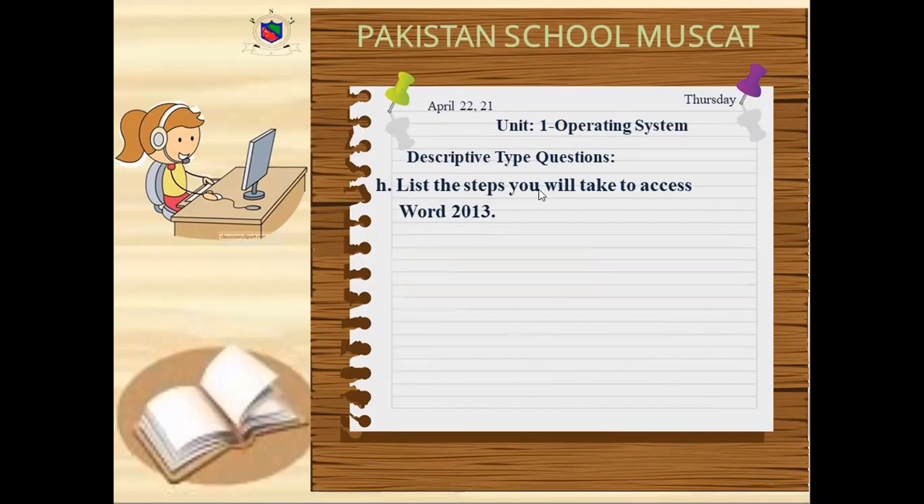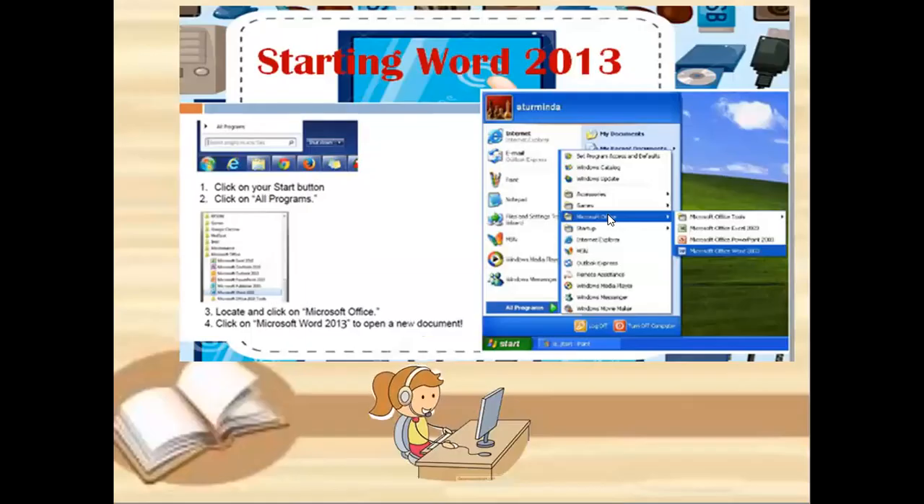List the steps you will take to access Word 2013. Here, access means to open. Now you need to write the steps for how you can open Microsoft Word. Here again, I will show you a screenshot. This is the start button. When you click on your start button, then all programs, you need to check Microsoft Office from the programs. And then we will be clicking on Microsoft Word 2013.